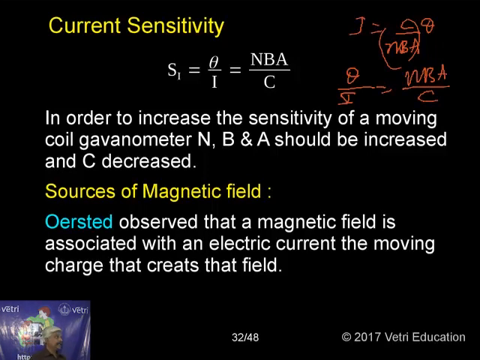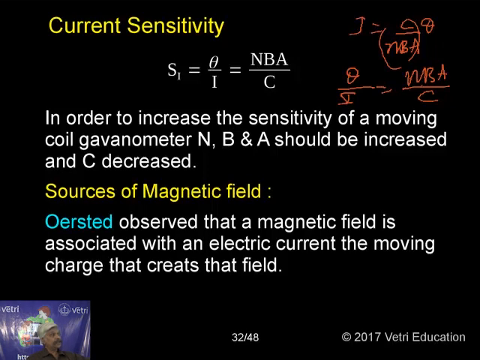In order to increase the sensitivity of the moving coil galvanometer, the value N, the number of turns, and B and A should be increased, and the torsional constant should be decreased because it is in the denominator. So we have to choose fibers which have low C. Low C means low torsional constant. Since it comes in the denominator, automatically the answer will be increased. The answer is called current sensitivity.